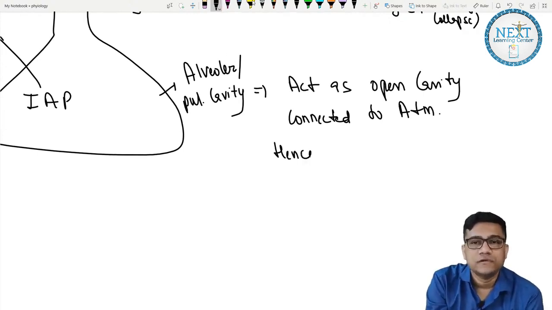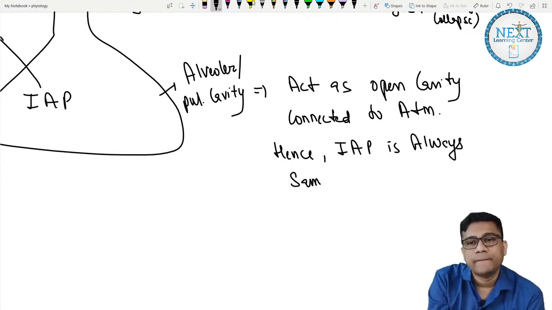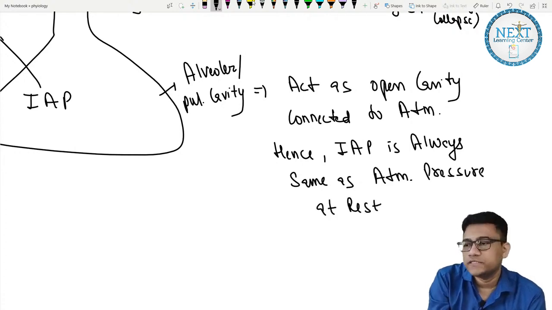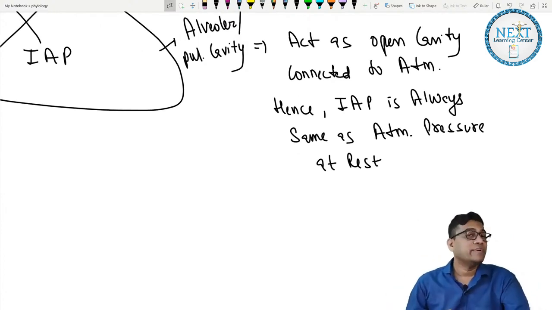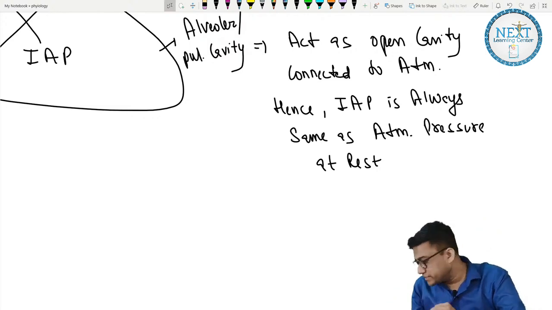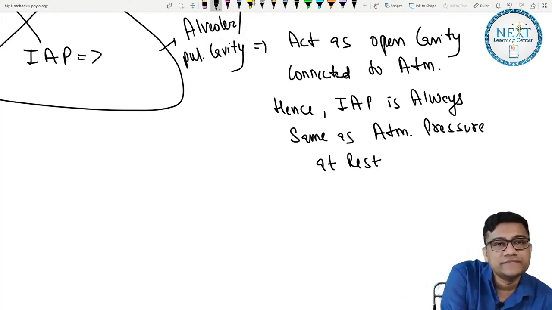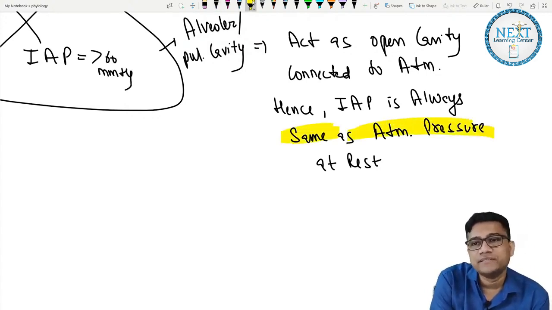Hence the IAP is always the same as atmospheric pressure at rest. Easy? So why is it the same? The answer is very easy, because it is connected to the atmosphere. So because it is connected to what? Atmosphere, it is always the same. So what is the IAP at rest? 760. So is it more or less? No, it is the same. So remember, same as atmospheric pressure.